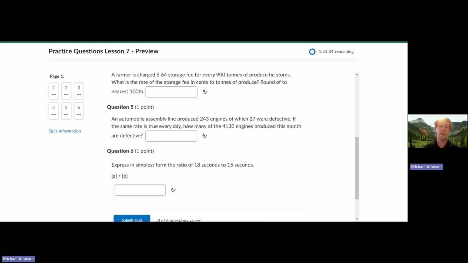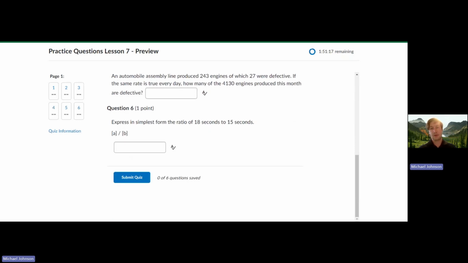So just round it. And then here, an automobile assembly plant produced 243 engines, of which 27 were defective. The same rate is true every day. How many of the 4,130 engines produced this month are defective? So divide the 27 by 243 and multiply by the 4,130.